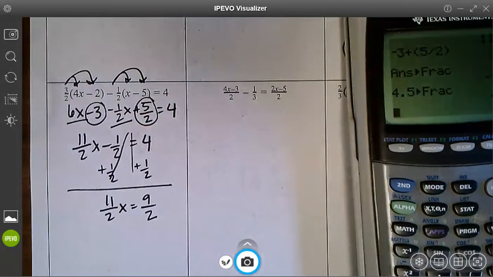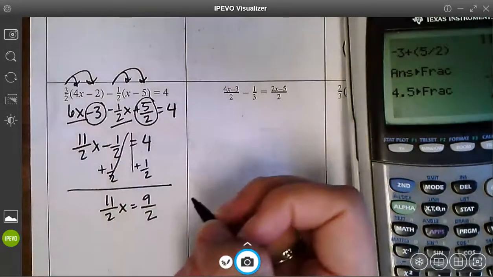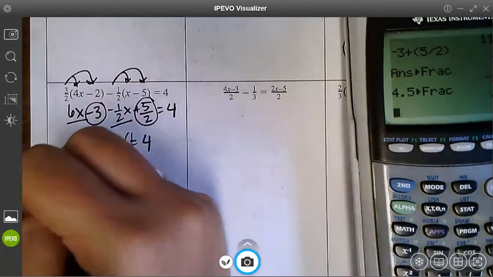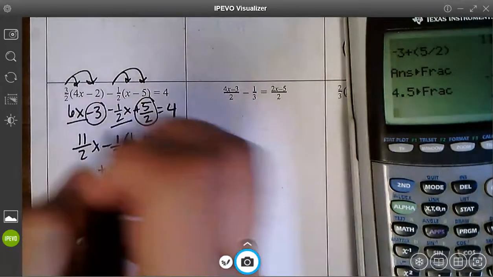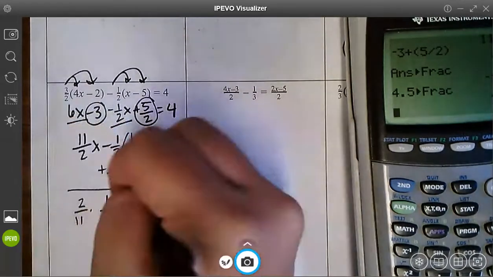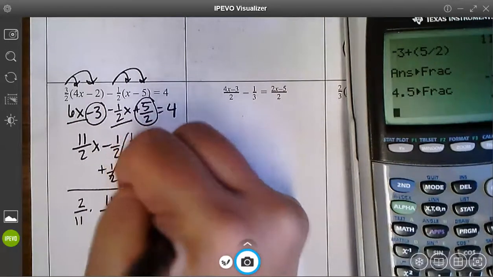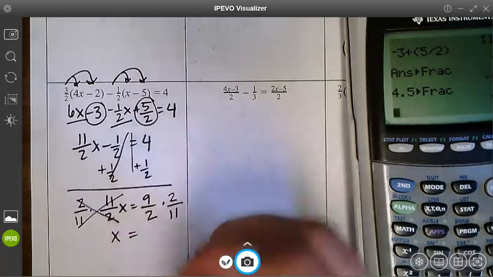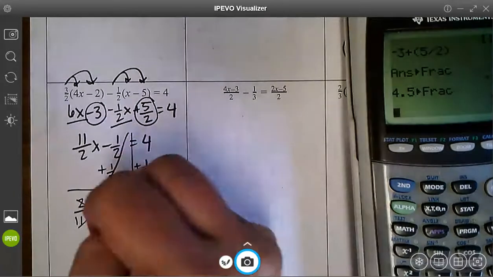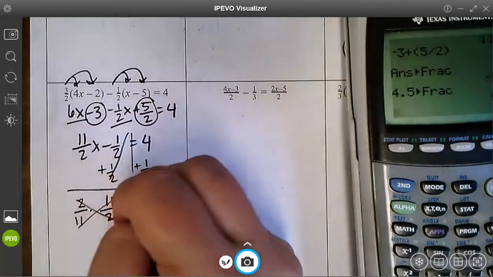To undo multiplication by a fraction, you multiply both sides by the reciprocal. So this is essentially dividing by 2 and multiplying by 11. So you would do the opposite of that. You would multiply by 2 and divide by 11. Or multiply both sides by the reciprocal. So you get x equals, your 2's cancel, 9/11, or you can plug that in your calculator.